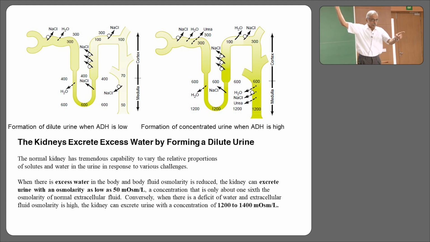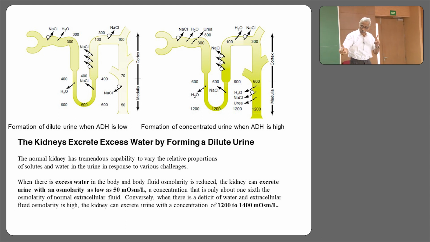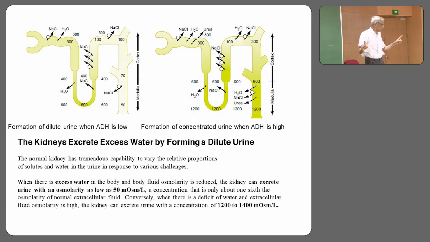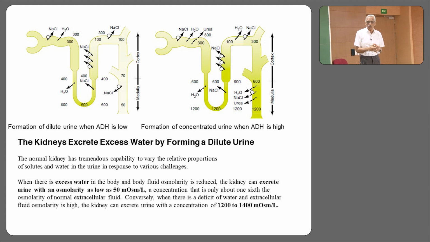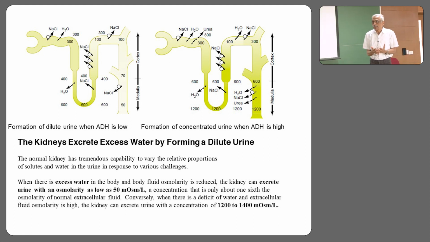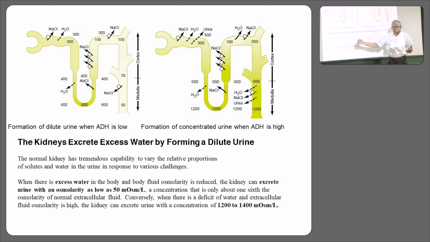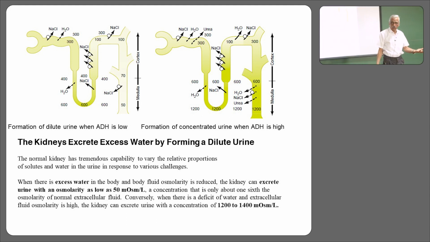What is the osmolality of blood to begin with? 300. It means this kidney is capable of throwing out a lot of water and making sure that it is dilute. Why do you want to make sure that it is dilute? Because you don't want to lose sodium. Had it been the same as blood, then this would also be 300 milliosmoles.